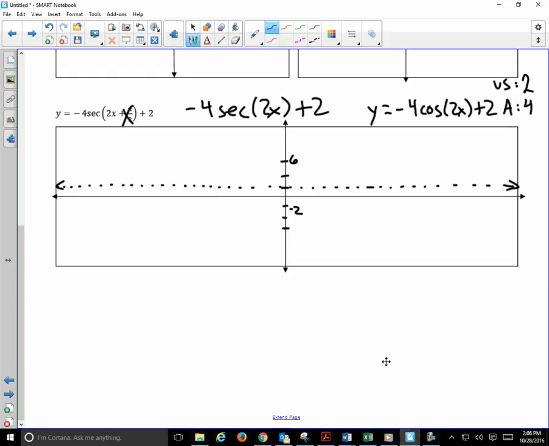Okay. What's the period? Two pi divided by 2, which will give me pi. Divided up into how many parts? 4.